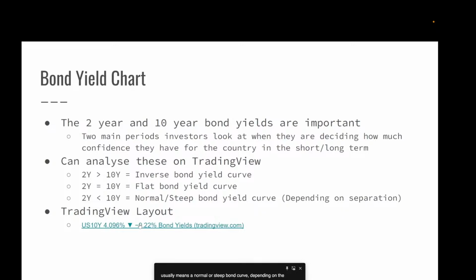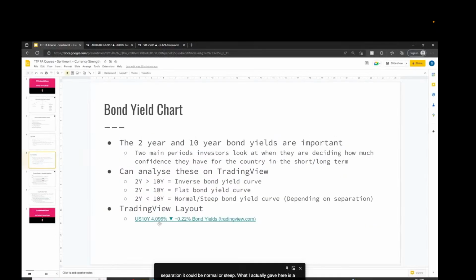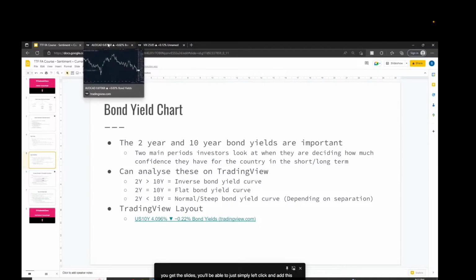What I actually gave here is a TradingView layout of the bond yields together. And so I'm going to put this on the screen now just to show you how you do this. Whenever you get the slides, you'll be able to just simply left click and add this into your charts. And so this is what you'll be able to add into your charts.